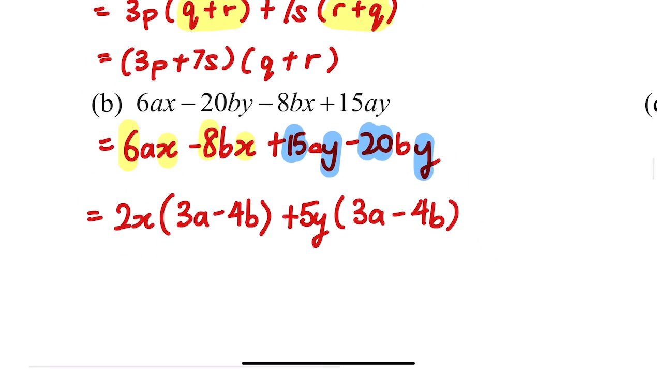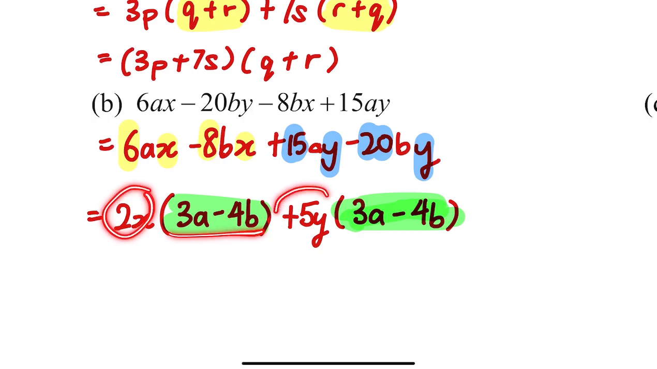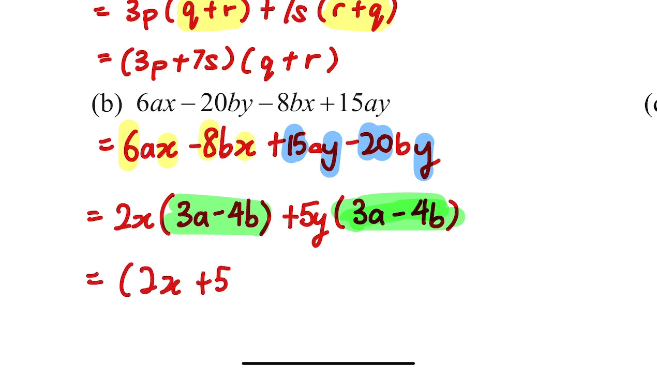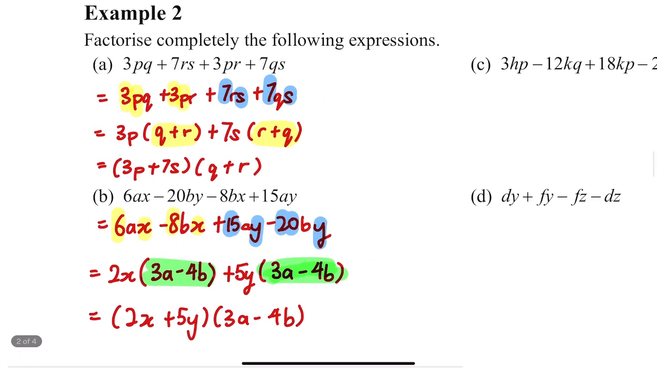Okay, and therefore I now check 3a minus 4b. Oh, let me use a different highlighter. 3a minus 4b. 3a minus 4b, same terms over here. So this means that I have 2x groups of 3a minus 4b and positive 5y groups of 3a minus 4b. I can now combine to my final answer, which is I have 2x plus 5y groups of 3a minus 4b. Okay, this is for example 2b.